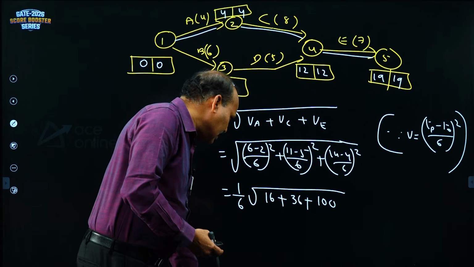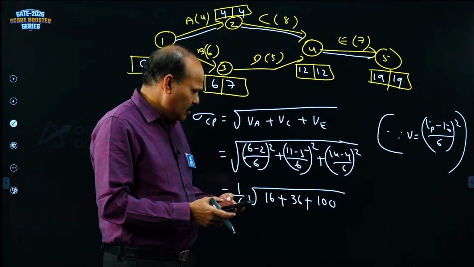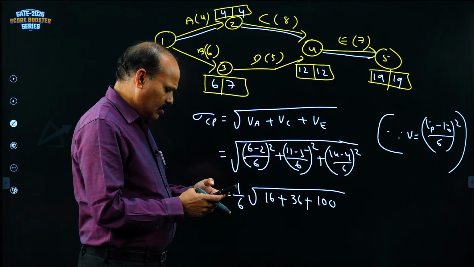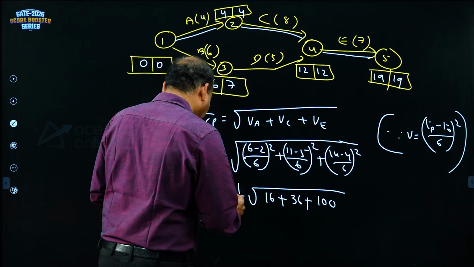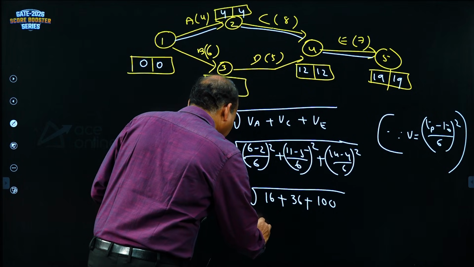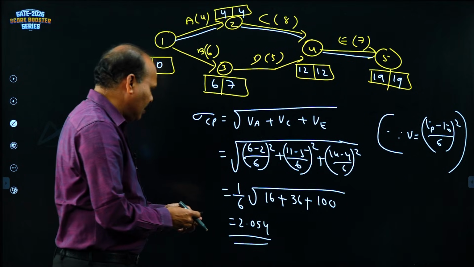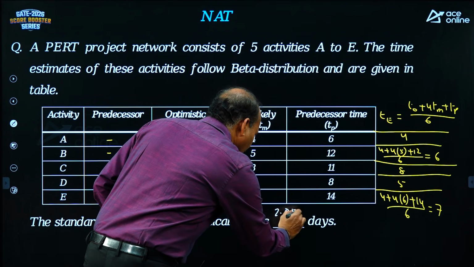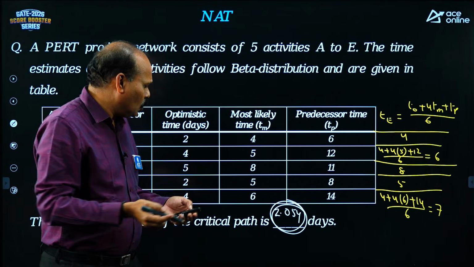So 36 plus 16 plus 100, how much? This is a square root we need. 36 plus 16 plus 100, 152, square root of this, 12.32, divided by 6, 2.054. Approximately we can take the 2 here. So answer is 2.054. If it is mentioned nearest integer, we can take 2. 2 is the answer.